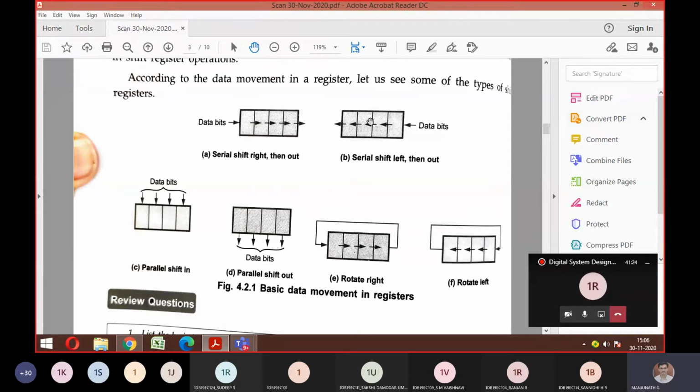Similarly, look at this next diagram B. Serial left shift, then out, means what? Input is provided from the right-hand side, and shifting is happening towards the left-hand side. You see the arrow mark given there. Everyone, is it fine?